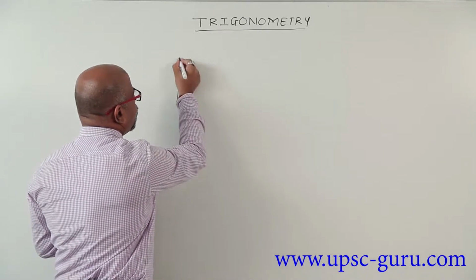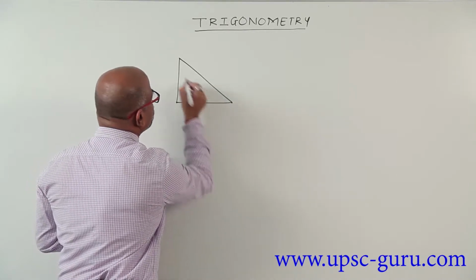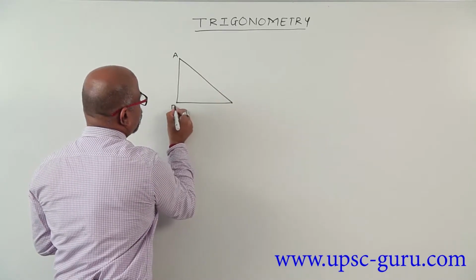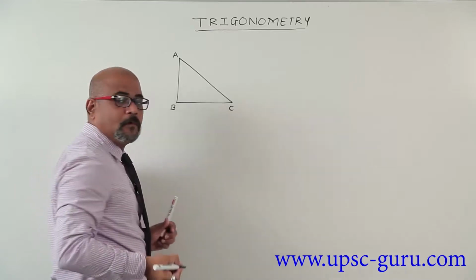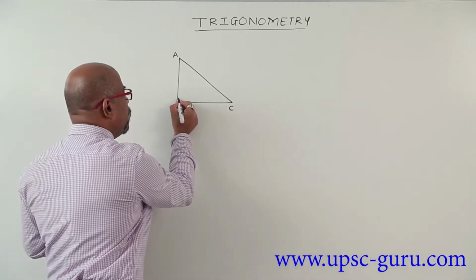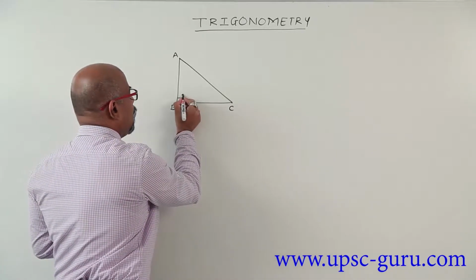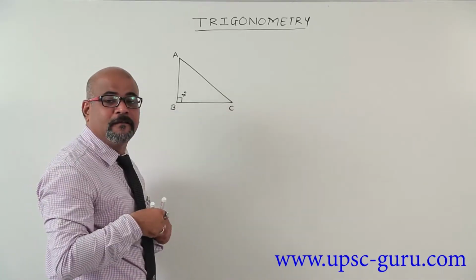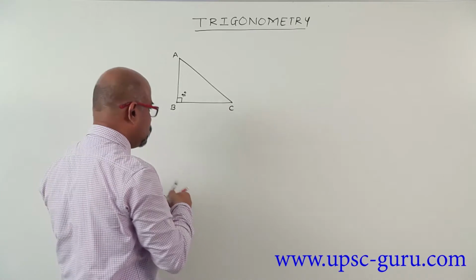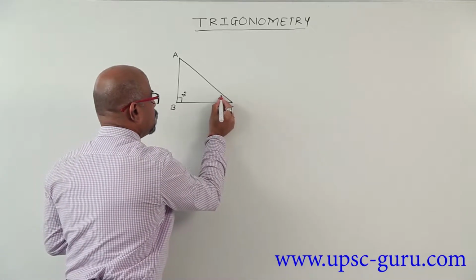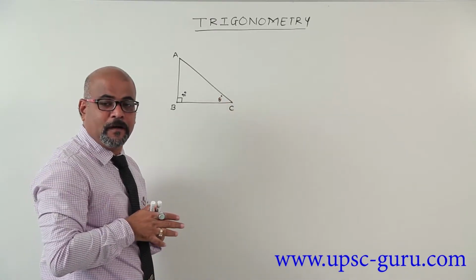Let that triangle be ABC. In this triangle, B is right angle, that is 90 degree, and let us consider this angle C as a theta. Now first we find measure of angle A.